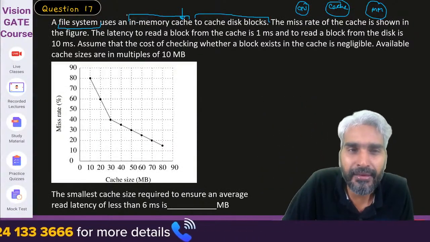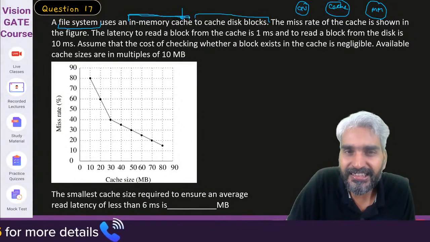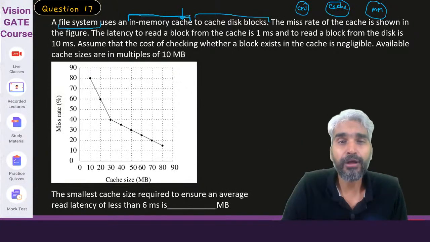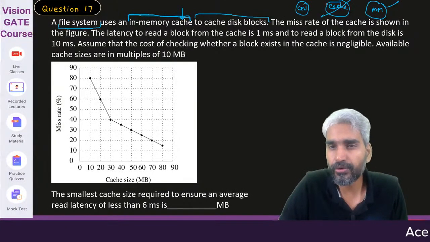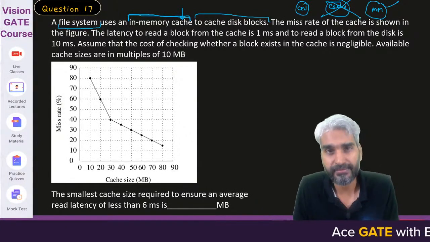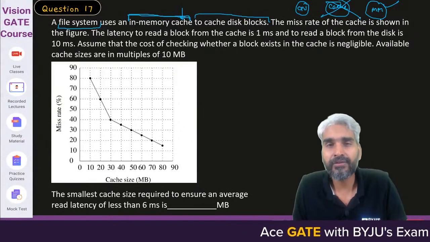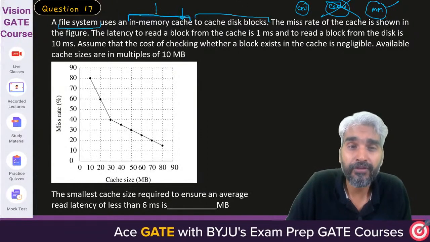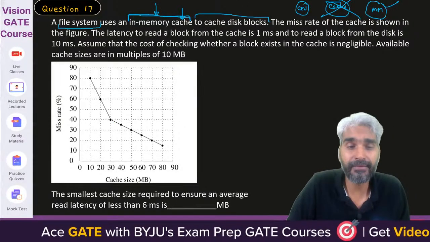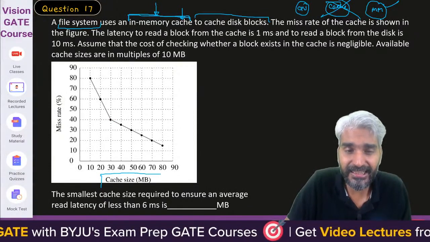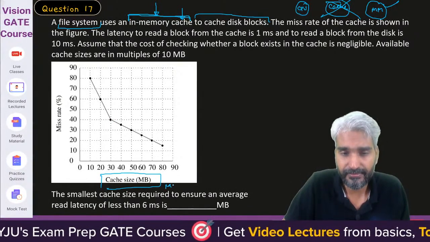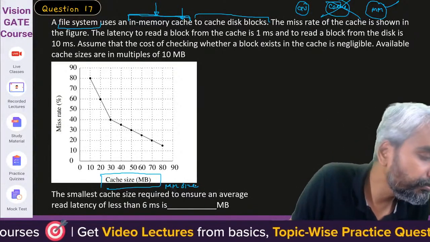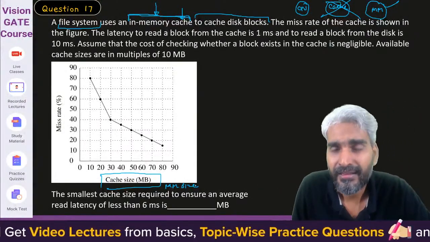Therefore it says in-memory cache. In-memory cache means you are caching the blocks of disk into this memory. There is no concept of cache involved in this question. For the purpose of caching, we are using the main memory. So when we say cache size, it's actually nothing but the main memory size, and there we are storing the information.